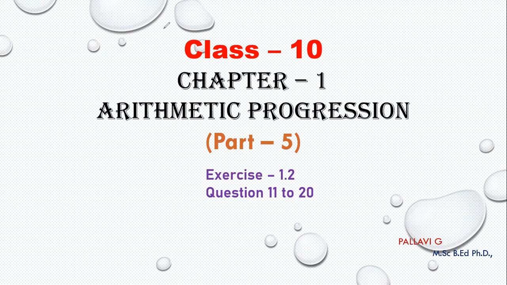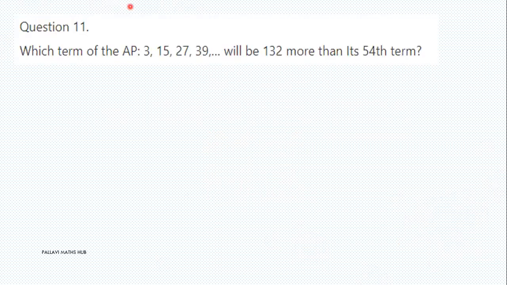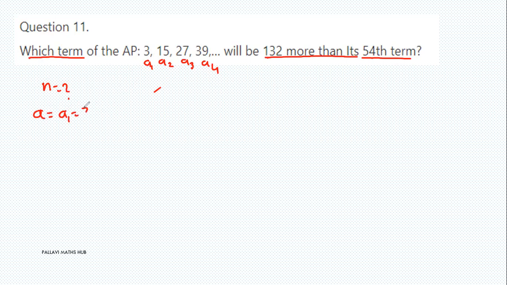Question number 11. Which term of the AP 3, 15, 27, 39 will be 132 more than its 54th term? Here, you need to find out which term, meaning n is equal to question mark. Okay. Here the given AP is 3, 15, 27, 39. So the first term is A1, second term is A2, third term is A3, fourth term is A4. A means first term. A is equal to A1 is equal to 3.